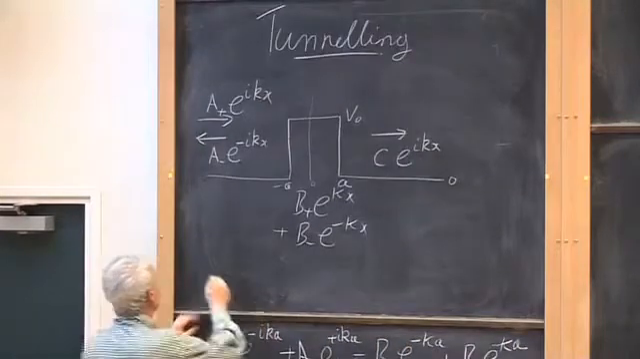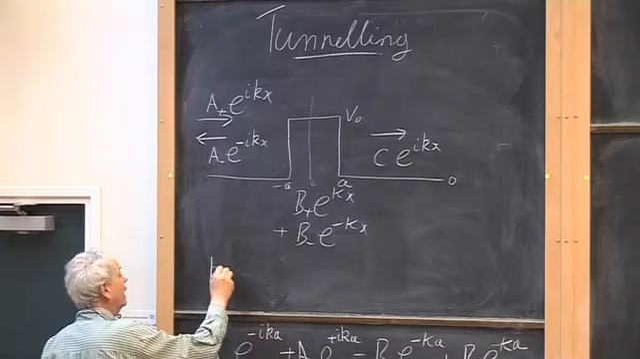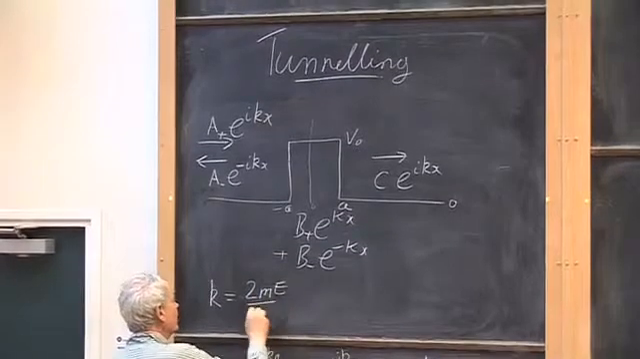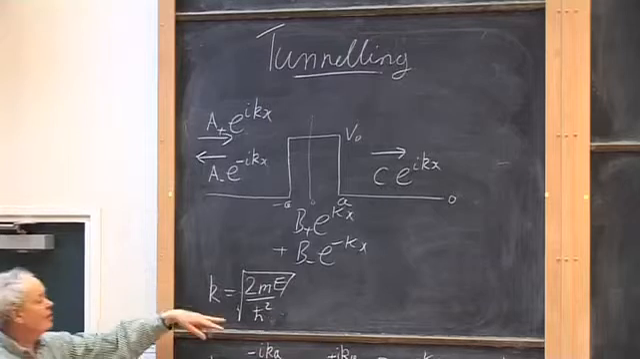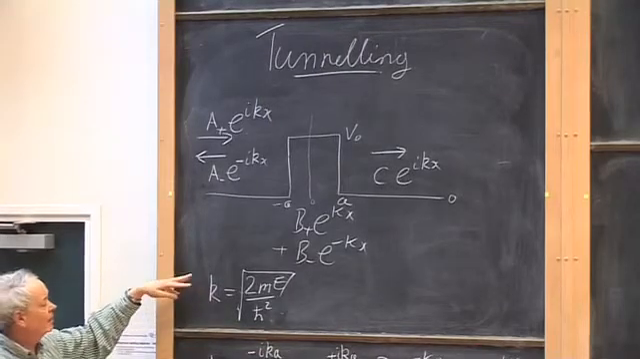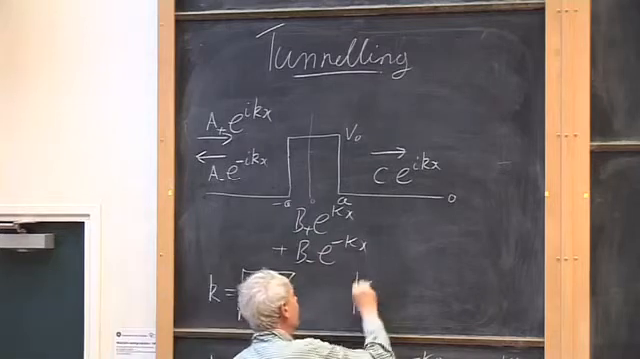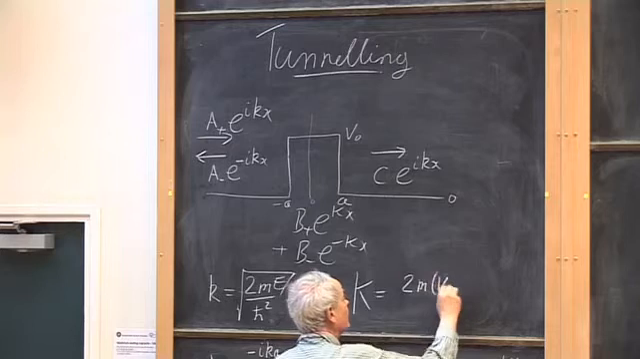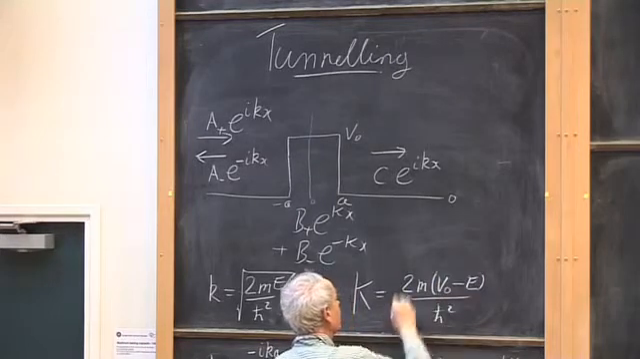I forgot to say, of course, that we'll have, as ever, that k is equal to the square root of 2m times the energy over h bar squared, because p squared over 2m is the energy, and p is h bar k. Sorry, p is h bar k. And we will have that big K is equal to the square root of 2m (V0 minus E) over h bar squared.